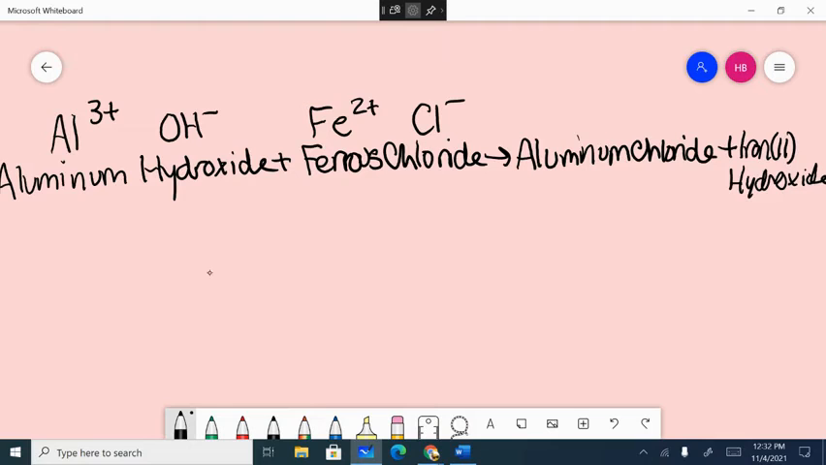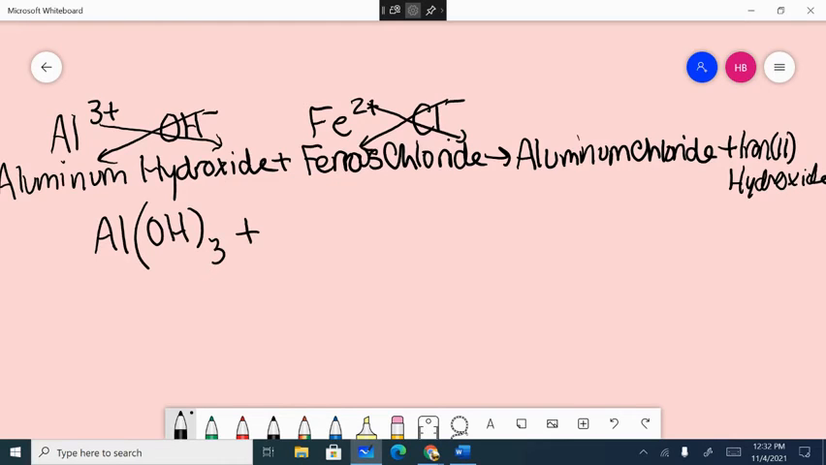So let's put these reactants together. You can either say to yourself, I need 3 -1s to balance out my +3, or you can give hydroxide aluminum's 3 and give aluminum hydroxide's 1. So it's Al(OH)3. Same thing with ferrous chloride, it is FeCl2.